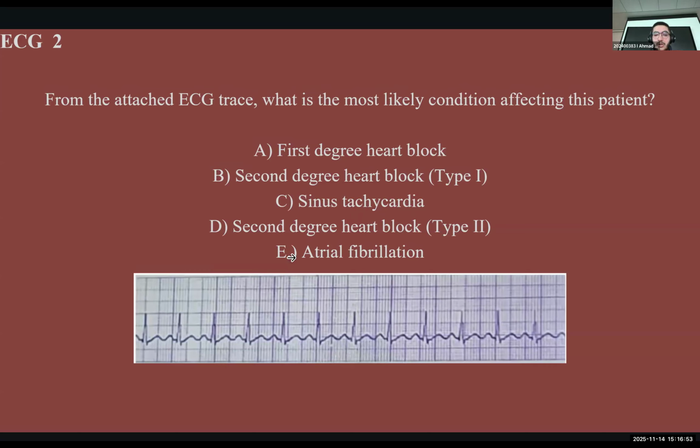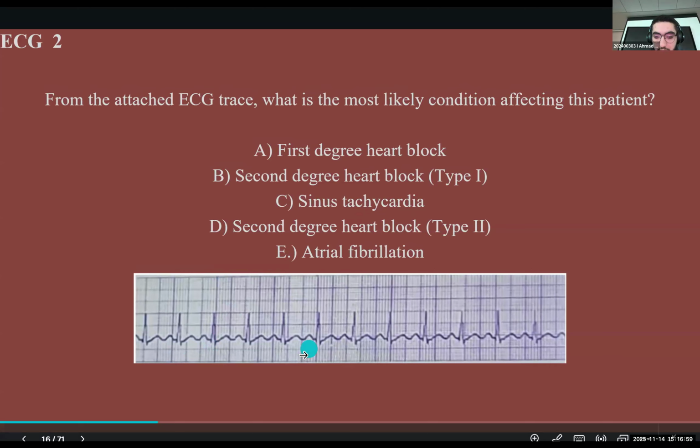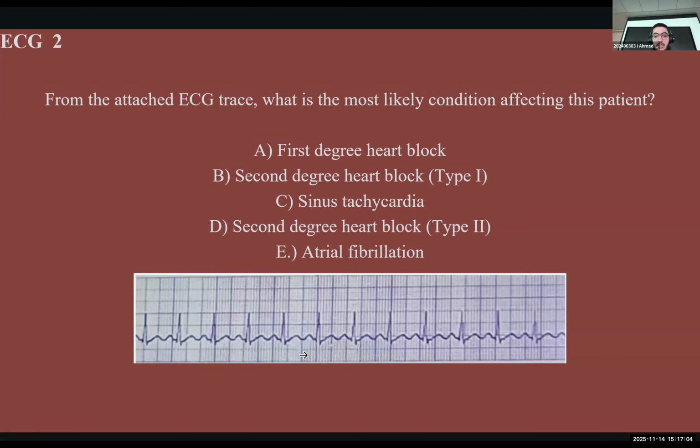Okay. So let's solve it together. Bismillah. First of all, can you see any elongation of the PR segment anywhere? No, you cannot. Okay. Is the P to QRS ratio 1 to 1? Yes, it is. So you can rule out both second degrees because it's a 1 to 1 ratio. And you can rule out first degree heart block because there would be PR elongation.